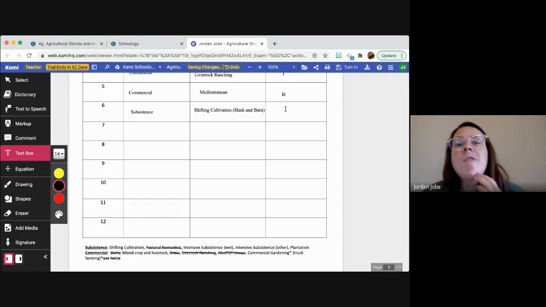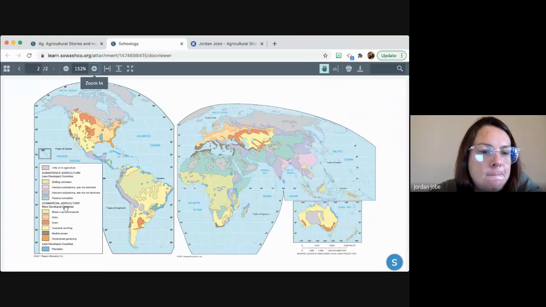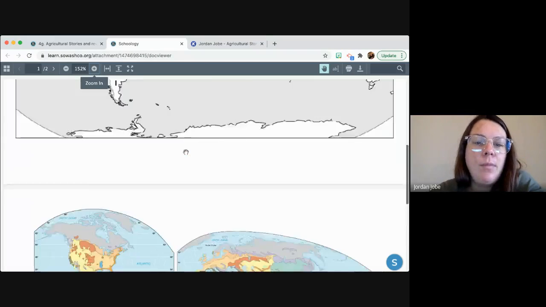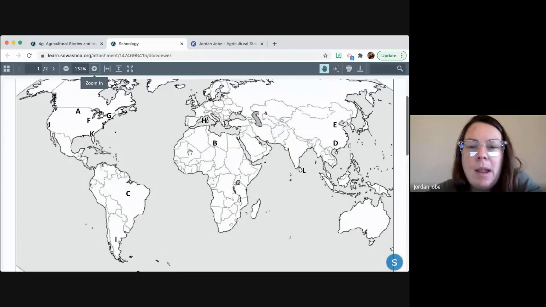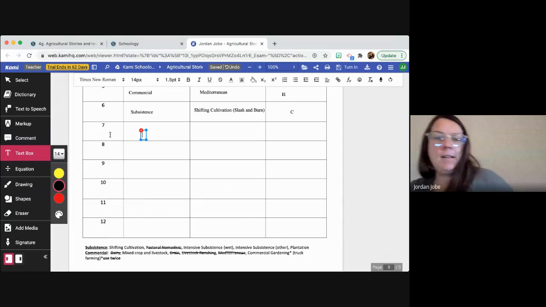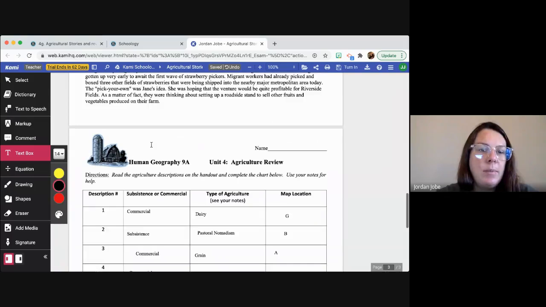Okay. And then taking a look at our map. Shifting cultivation is this green area. So we have the northern part of South America, and the whole central part of Africa. So taking a look at this, okay, C. It's going to be C, right? Because we already used B. We already used that one. So we are left with C. Then I would take my drawing tool and cross out shifting cultivation. Moving on to number 7.